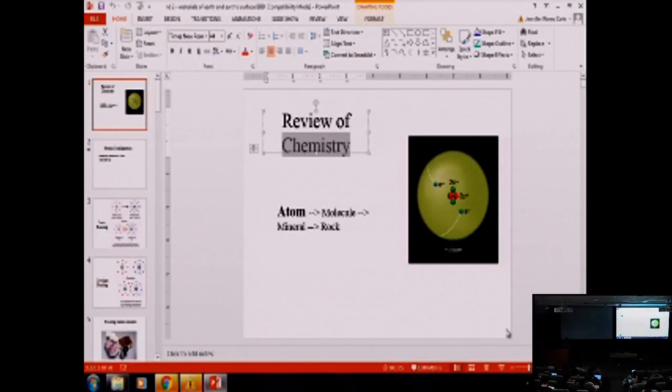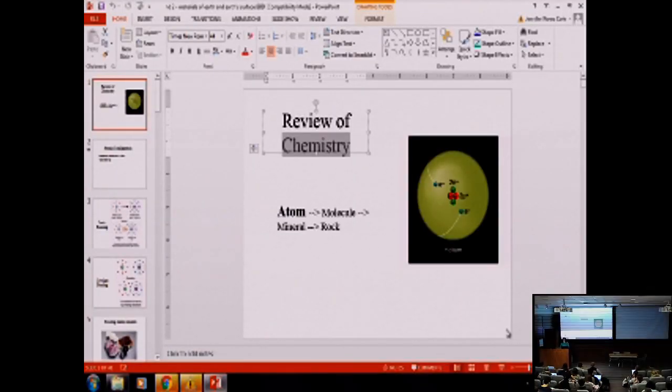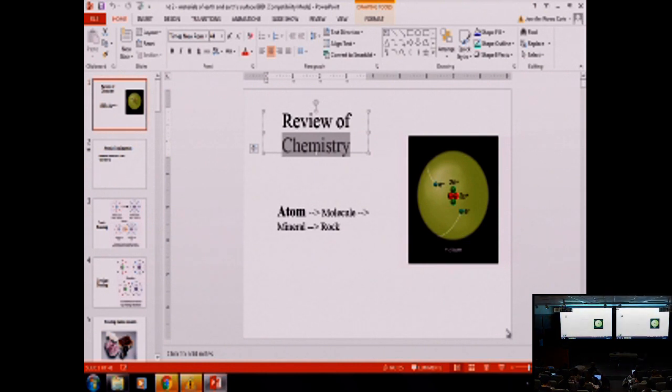Here's a picture of an atom. This atom is helium. You see there's 2 neutrons, 2 protons, and 2 electrons in this atom.